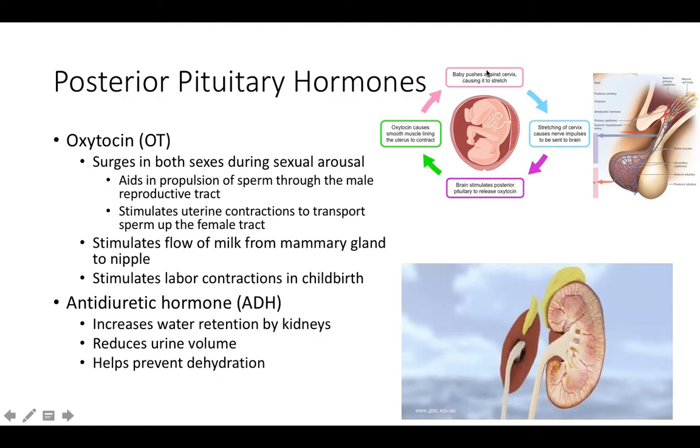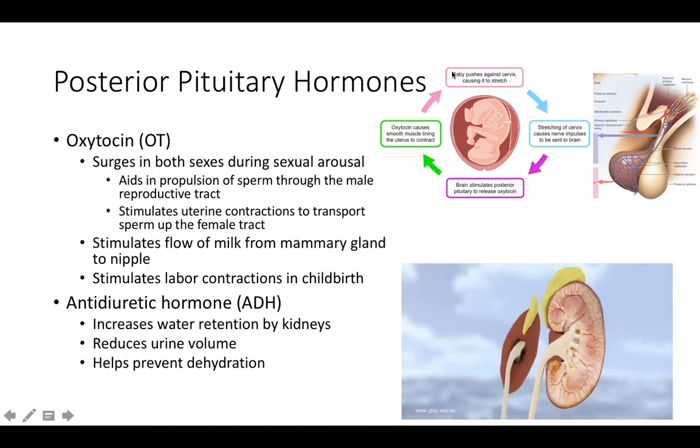Okay, so here in this diagram, we have a baby that pushes against the reproductive tract. It causes the reproductive tract to stretch. That stretching sends a nerve impulse to the brain. In response to that nerve impulse, the brain stimulates the posterior pituitary gland to release oxytocin, and then that oxytocin travels through the blood back to the uterine lining, causing the uterine lining to contract. That pushes the baby farther down the tract, and again starts this whole process over again.